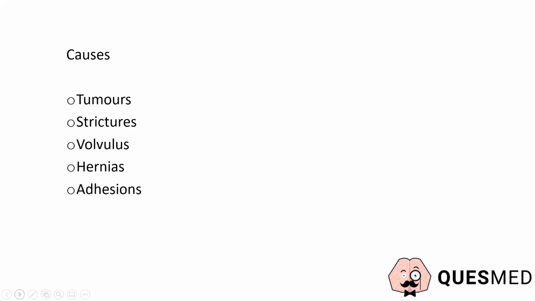So causes of large bowel obstruction would include tumours, so either colonic tumours or external tumours compressing the bowel wall. So for example, ovarian cancers, stomach cancers, and so forth. Strictures can cause large bowel obstruction, as can volvulus, hernias, or adhesions. And next slide.